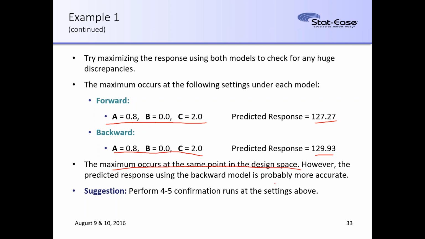However, in my opinion, the predicted response using the backward model is probably more accurate here, right? Because it seems like it's the better predictive model. Final suggestion here: actually perform 4 to 5 confirmation runs at this setting. So go back, perform a couple of independent runs at the 0.802 settings, and double check to make sure that the average of those responses falls in this prediction interval here.